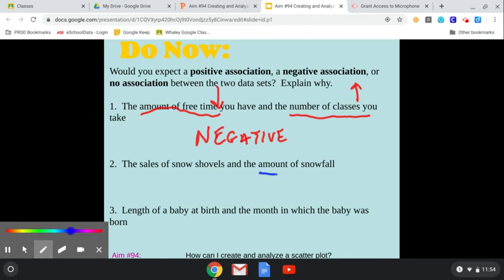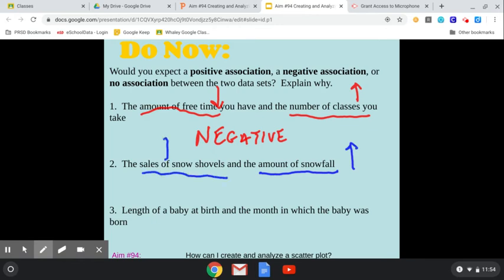Okay, number two, the sales of snow shovels and the amount of snowfall. So let's think about this. As the amount of snowfall goes up, we can probably expect that the sales of snow shovels will go up as well. So since they both behave the same way, we're going to call that a positive correlation because the variables behaved the same. You could say as the amount of snowfall goes down, so do the sales of snow shovels, like this year, I bet you they didn't sell a lot of snow shovels. Still, that would be considered a positive correlation because the variables behave the same.